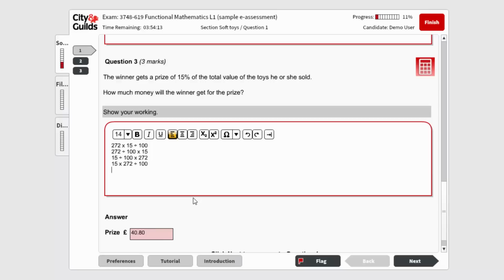If you make a mistake, we all do it, I've done it before, make a silly mistake and you haven't put working out down, you're going to lose all the marks as well. So working out is very important. Getting the answers right is more important, and getting all the answers right is more important.